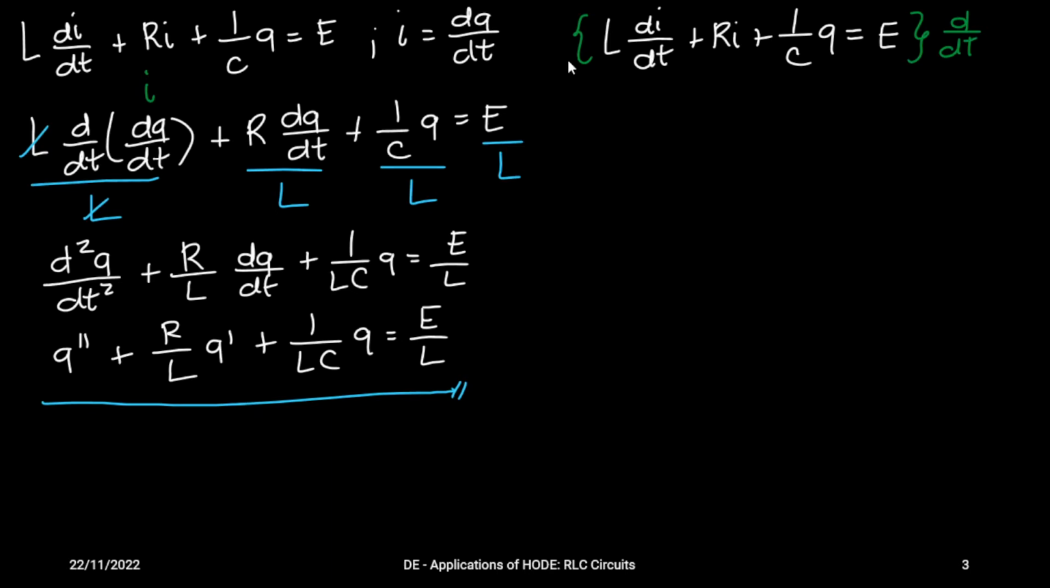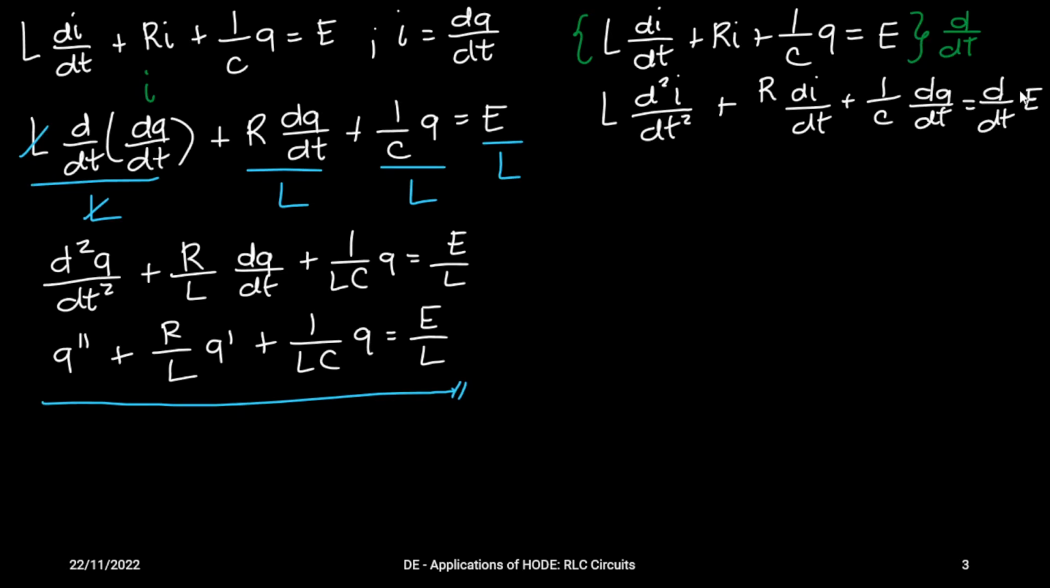Okay, so we have here L d squared I over dt squared, second derivative of I in respect to t, plus we have R di over dt. Then we have 1 over C dQ over dt. Diba? Yan yon. Then we have is equal to d over dt ng E. Okay, yung E prime natin.